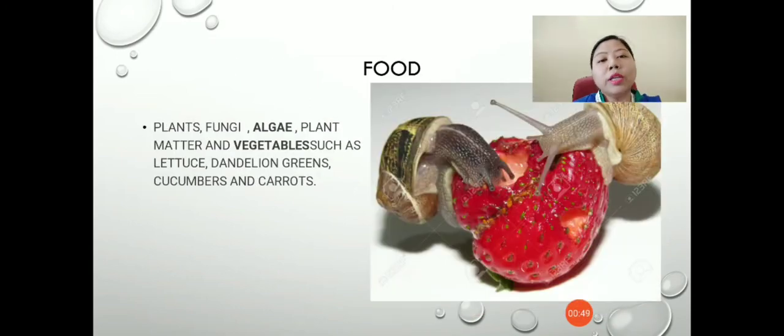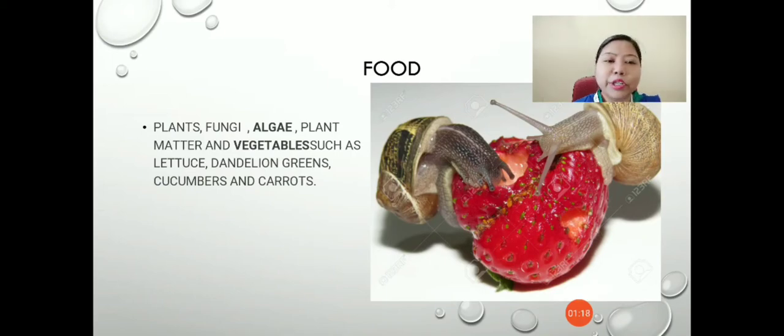Now, what does a snail eat? Snail feeds on plants. It also eats fungus. Yes, that means it eats the decaying substances also, and on that decaying substance, when fungus grows, they eat the fungus also. They eat algae, plant matter and vegetables such as lettuce and then dandelion greens, cucumber, carrot. So they eat all types of plants.